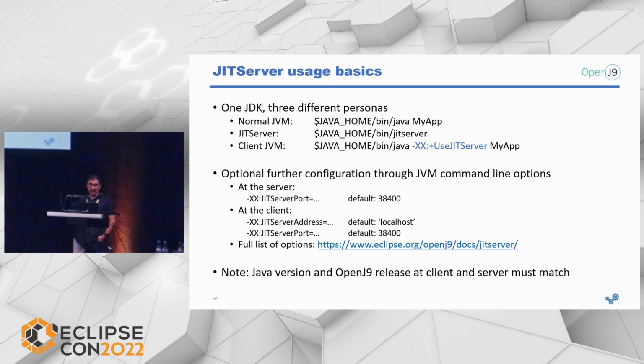However, if you use the JITServer launcher, then OpenJ9 is going to act in server mode, where it's going to wait for compilation requests from a client. And finally, if you provide this XX:+UseJITServer option, then OpenJ9 is going to act in client mode, where it's going to offload compilations to a third-party server. Where is that server? You can specify the address with the XX:JITServerAddress option. This one here. And we have many other options to configure JITServer. A full list can be obtained from this link that I put here on the slide.